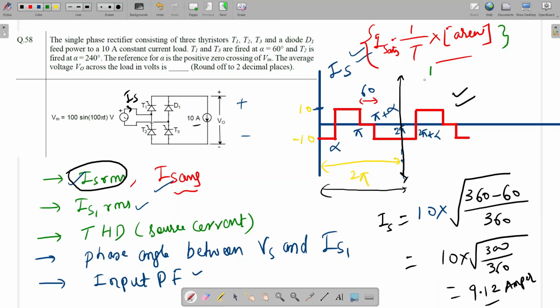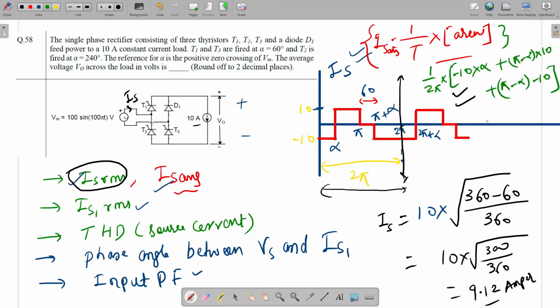What is the time period? 2 pi. So 1 by 2 pi, into all the area under this waveform. So what will be the area? Here this is 0 to alpha, so this is minus 10 into alpha. Similarly, here to here this is pi minus alpha, so plus pi minus alpha into plus 10. Similarly, here to here this is pi plus alpha to 2 pi, so it will be 2 pi minus pi plus alpha, that is pi minus alpha, into minus 10.